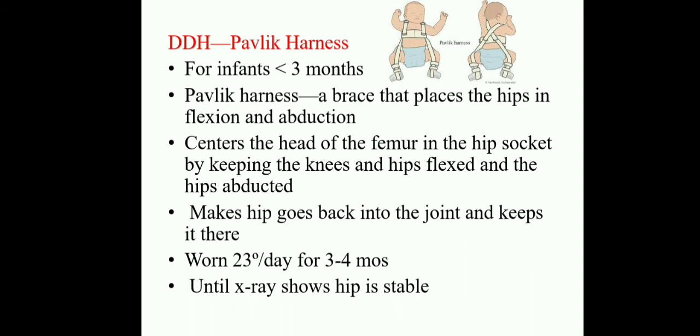Okay, it makes the hip go back into the joint and keeps it there. They use it for 3 to 4 months. Okay, and then until the x-ray shows the hip is stable, until that time they are using this Pavlik harness, that is a brace. They use it to keep the ball and socket joint without displacement. Okay, next. Till now we discussed the conditions of the feet and then the hip. Okay, all of you clear?